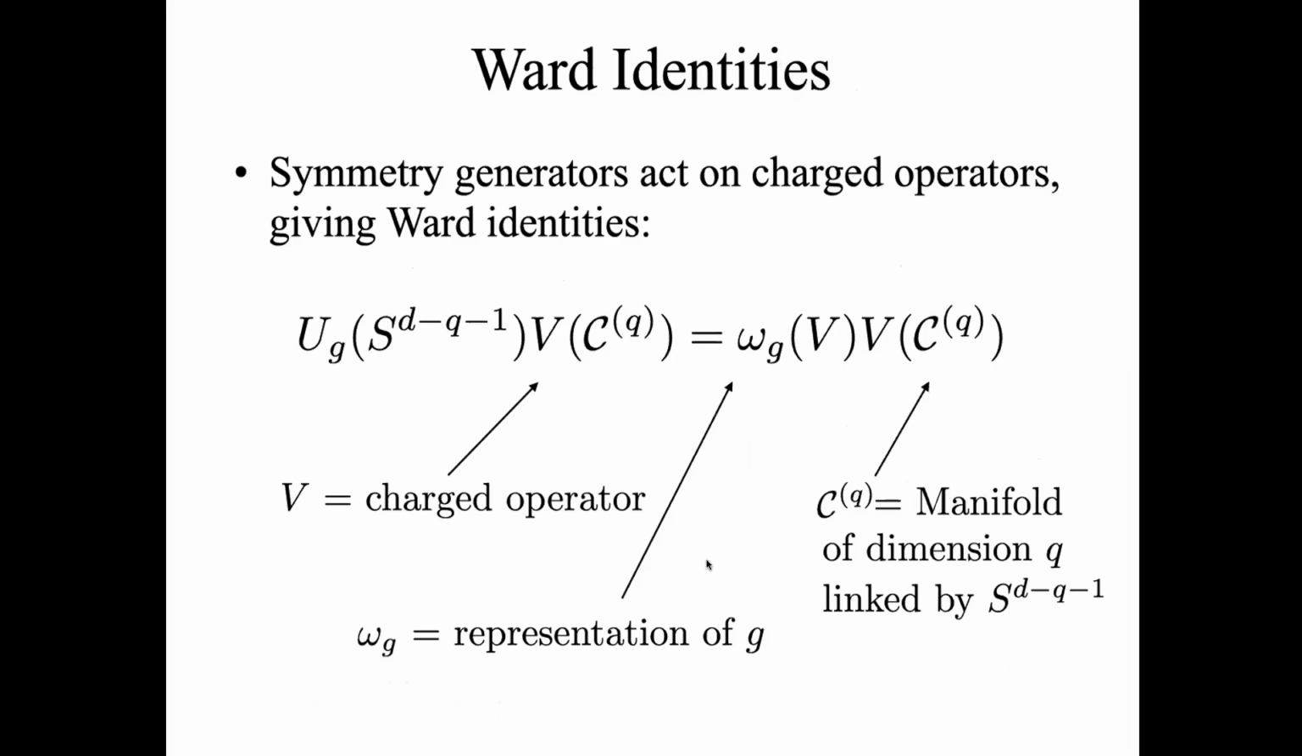Symmetries are associated with Ward identities. And in the language of these charge operators, the Ward identity says that if you take one of these symmetry generators and you surround one of these charged operators, this is going to be equal to the charged operator you started with times some phase in the case of a U(1) symmetry or an abelian symmetry, and more generally, some representation of the group G for a non-abelian symmetry. And this depends on both the charge of the operator V as well as the element of the group G.